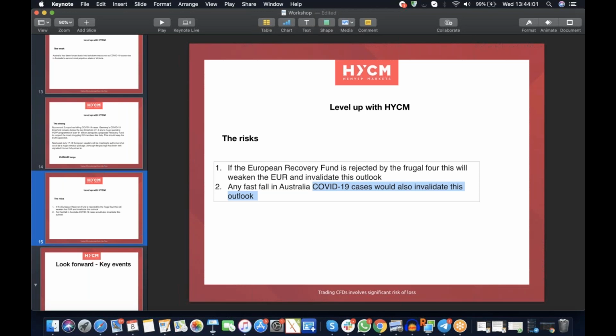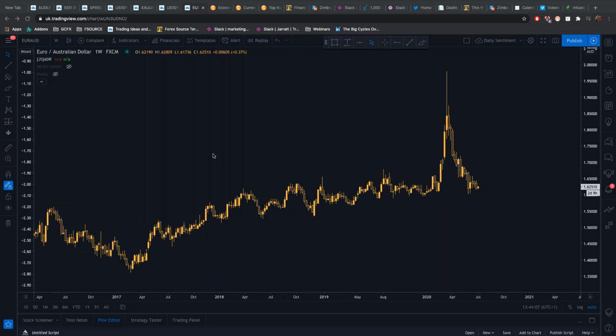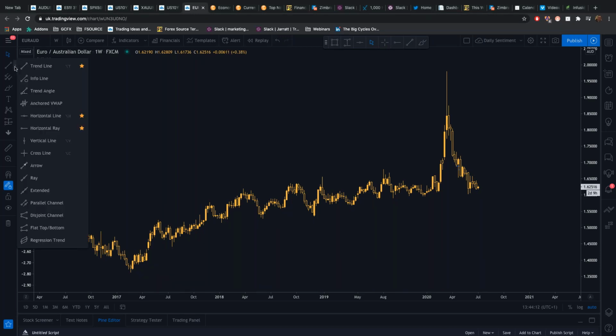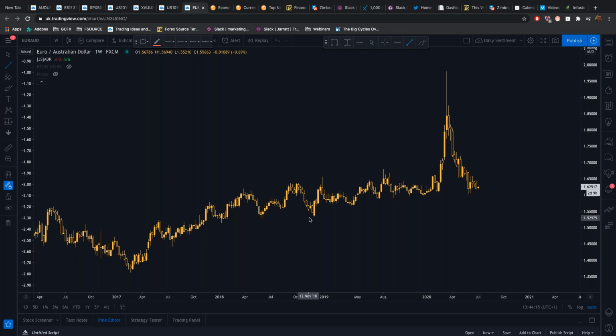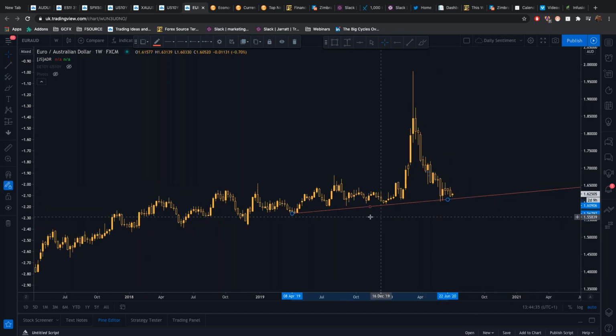Now let's look potentially where we could look for our entries, exits, and stops. So I'm just going to go over to the screen here, and you should see here the euro Australian dollar currency pair. Now let's look where to put our stops. So first of all, let's just draw a trend line. We can see that we have a very recent trend line. You can see we got 1, 2, 3 touches of that trend line. So that's a valid trend line.